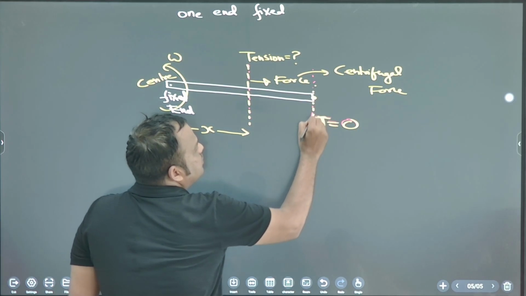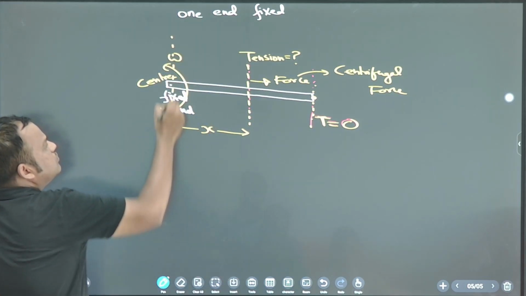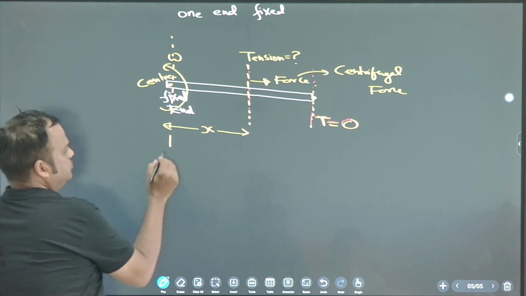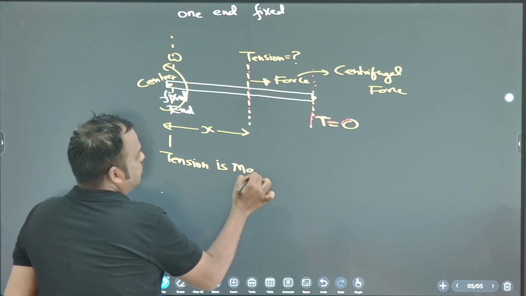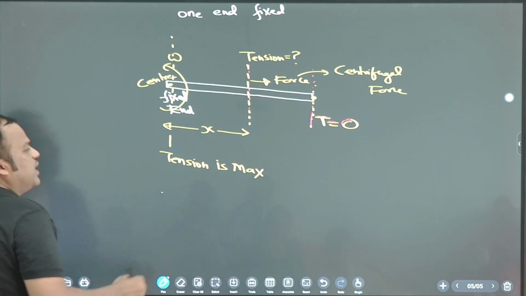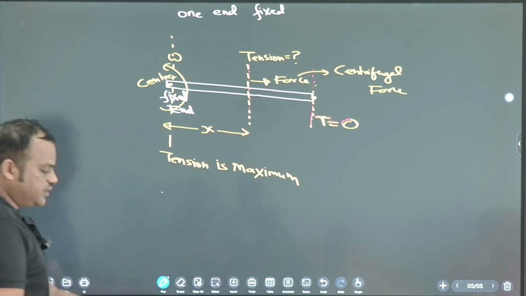Here tension is zero. Where will tension be maximum? At the center. Tension is maximum at the center. Note down: the rod is rotating like this, horizontally.